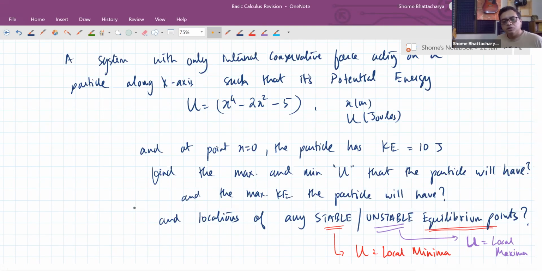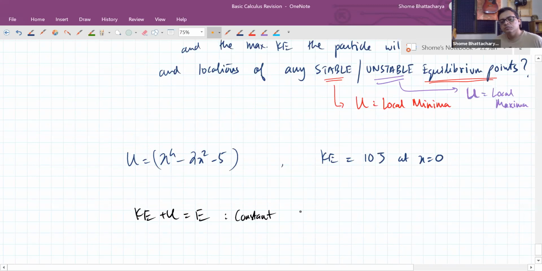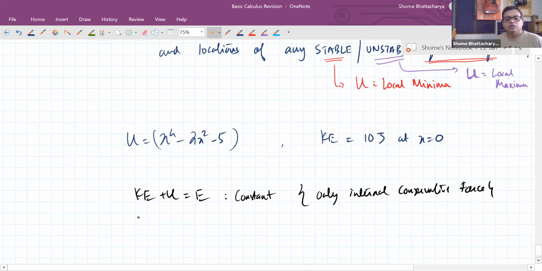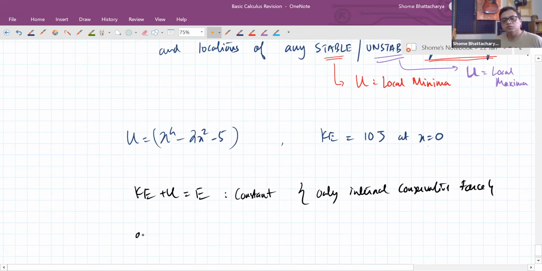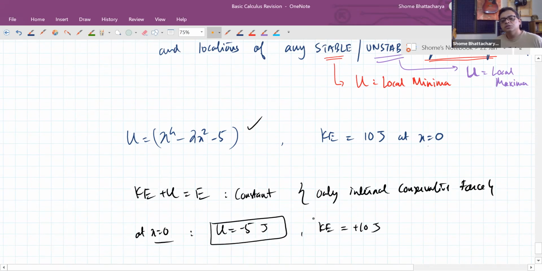So what we'll do, kinetic energy plus potential energy, which is the total mechanical energy, will be constant, because the question has told us that only internal conservative force acts on the body. So we can see that at x equal to 0, the potential energy is minus 5 joules, that you can see from this relation here, and the kinetic energy is 10 joules. So the total mechanical energy we are getting as how much? We are getting it as 5 joules.